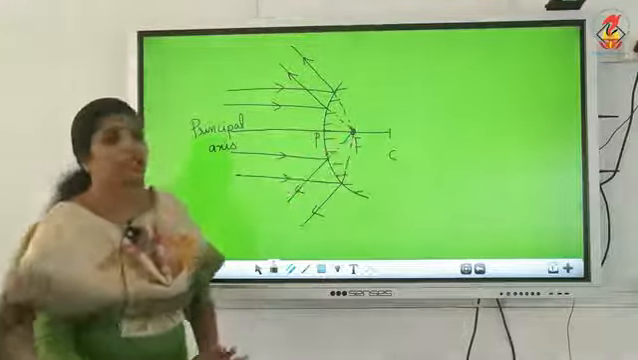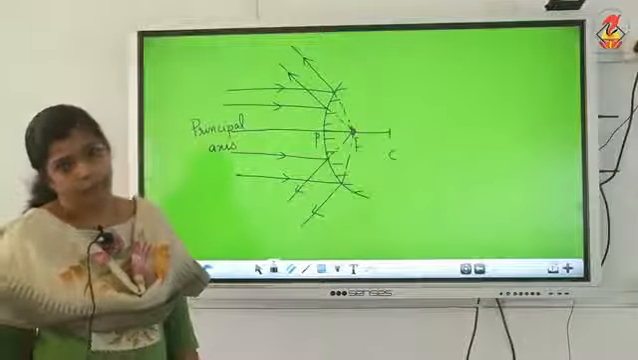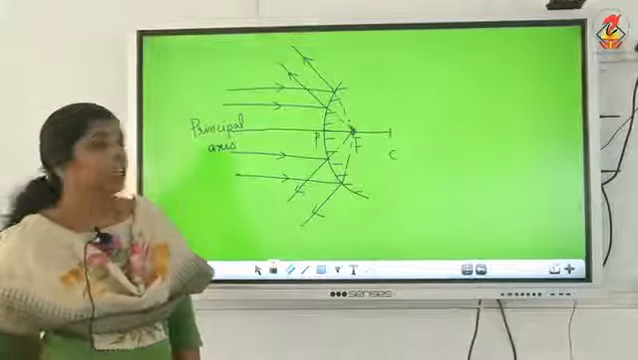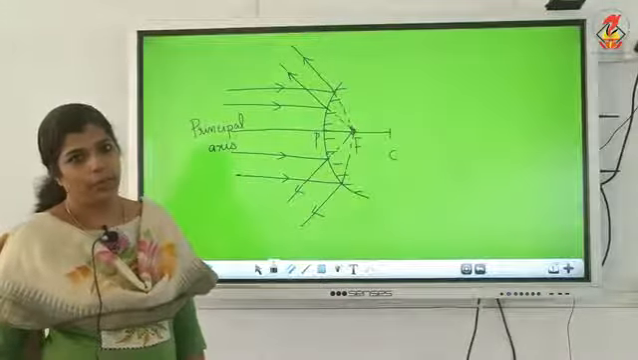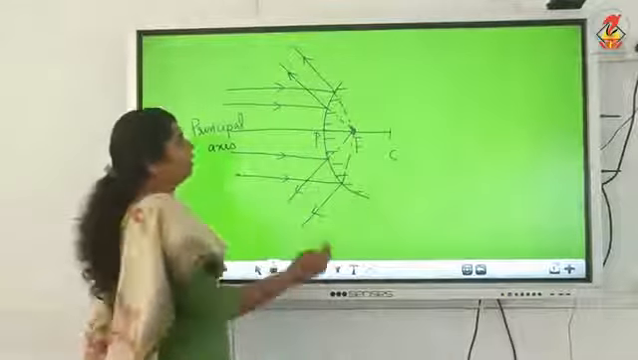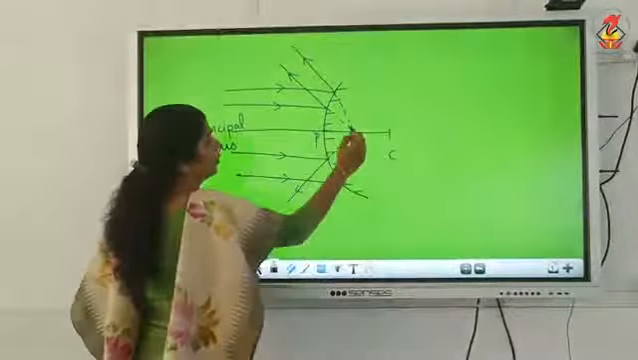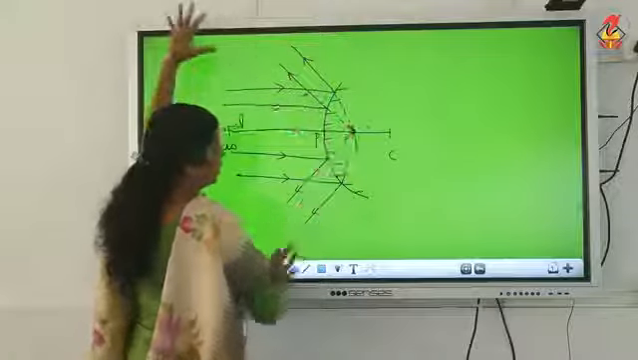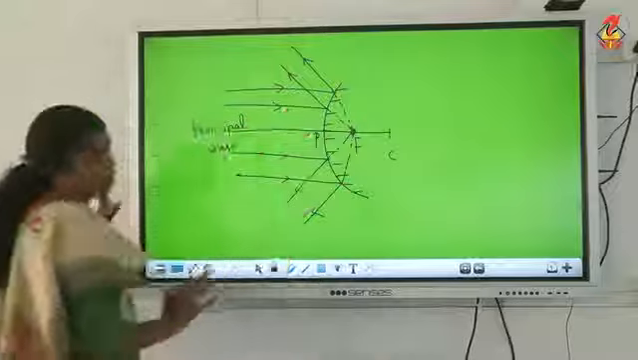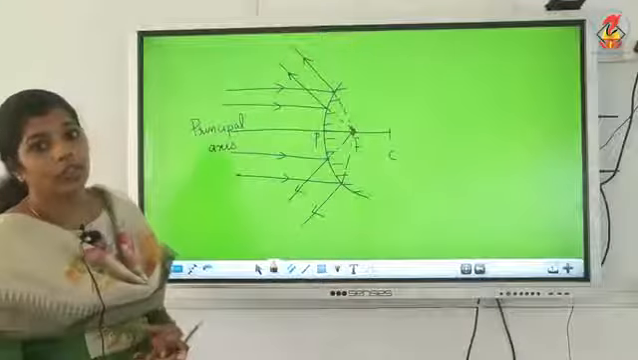That's why a convex mirror is also known as a diverging mirror. Because all the light rays appear to come from this point, it is known as a diverging mirror.